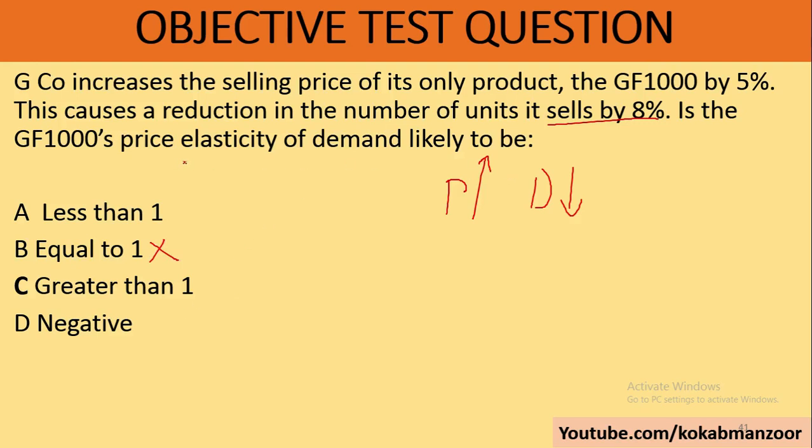Okay, is this price elasticity of demand likely to be negative? All the demands are likely to be negative, so this option is automatically excluded. Now, is it greater than 1 or less than 1?